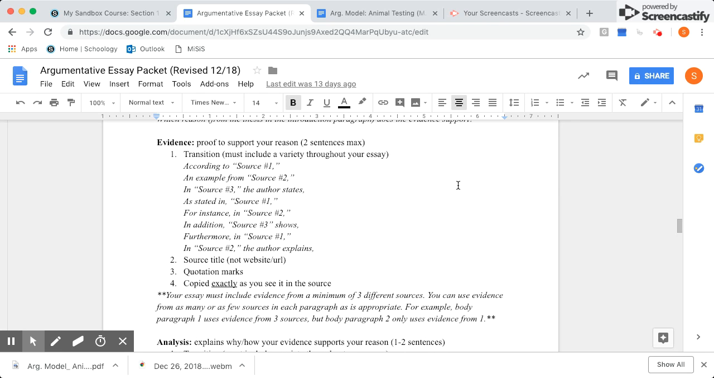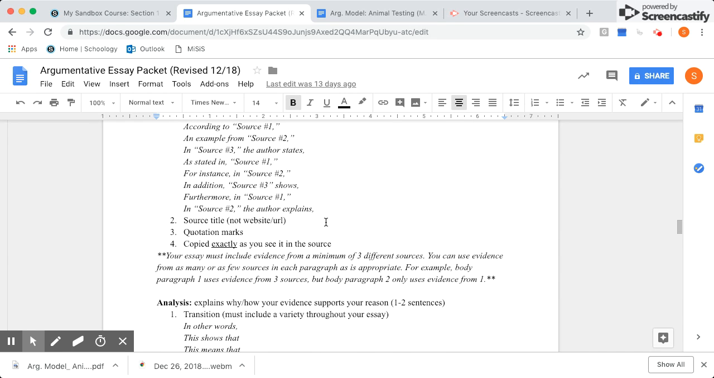Next, you have evidence. So this is your proof, your factual evidence. This is all the research that you've been doing. I'm asking you to include a transition. You're not limited to these transitions, but if in doubt, feel free to use mine. Keep in mind, though, you don't want to say source 1. You'll actually give the title or the name of the author. And then quotation marks. So you're not paraphrasing, you are actually making sure to quote what the article is saying.